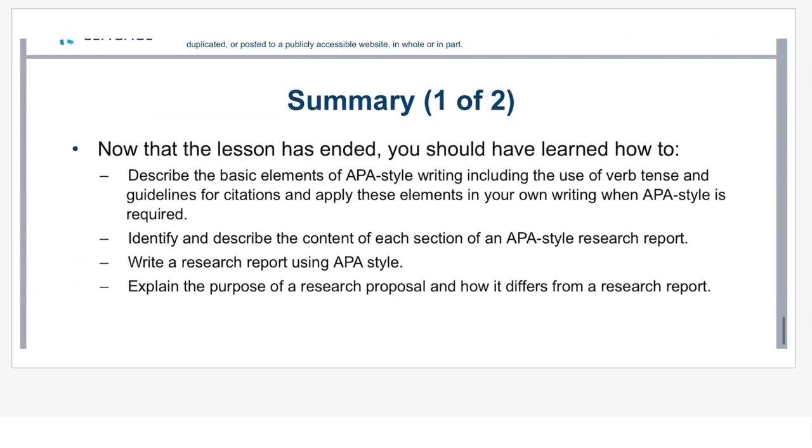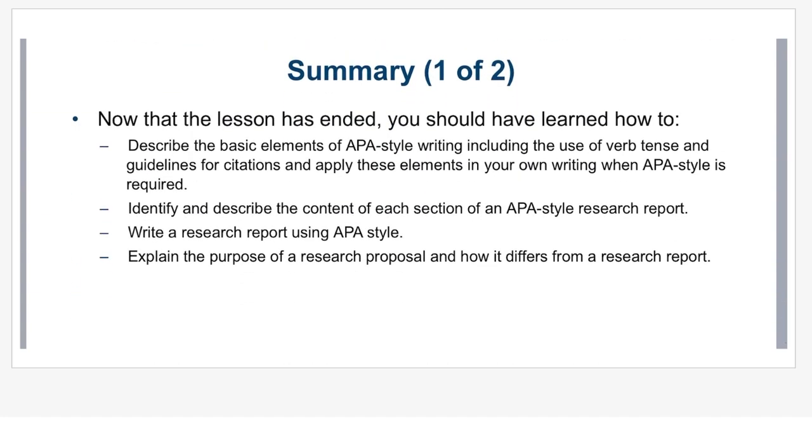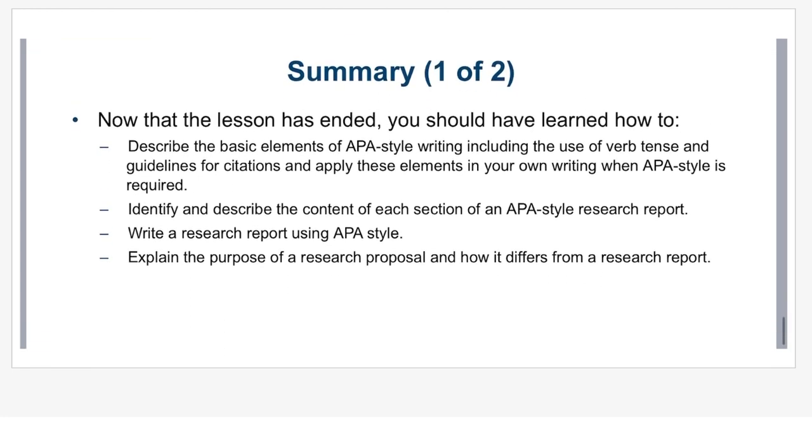So here are your 4 learning objectives for this chapter that hopefully you feel like you've got a handle on at this point. And you are done with, I don't know why it says 1 of 2, it's just 1 of 1. You are done with chapter 16. You are done with this textbook.